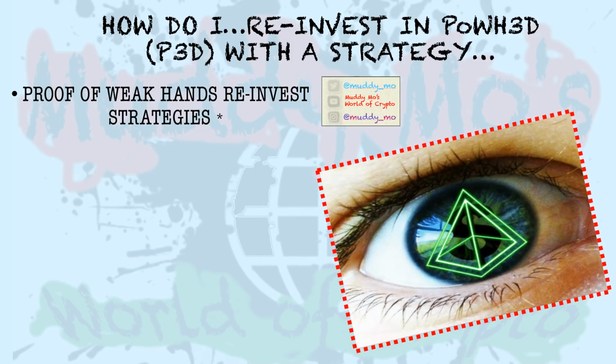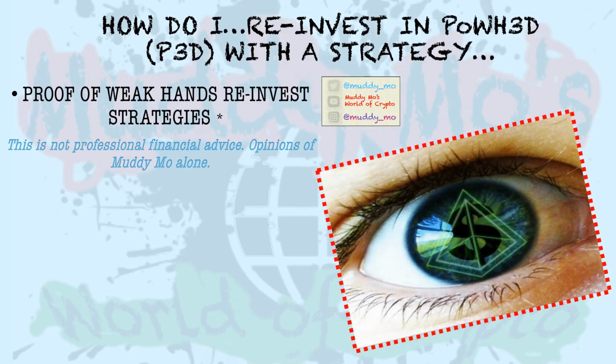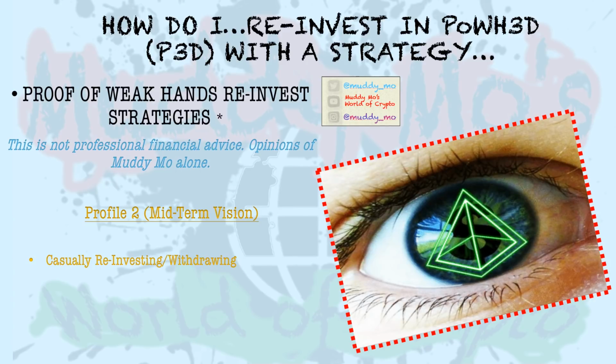How do I reinvest in P3D with a strategy? Remember, this is not professional financial advice. Just letting you know. Profile 2 has more of a mid-term vision. What I mean by that is this type of P3D person casually reinvests and withdraws. They reinvest maybe once every couple months, once every now and then. They might withdraw depending on how much they've made in ETH dividends on the site, or they just want a couple extra ETH coins back in their MetaMask wallet. You never know. But they have midterm vision.